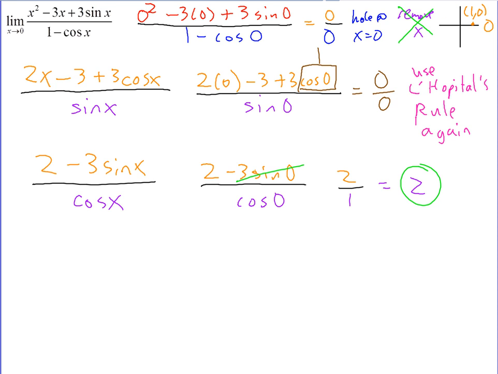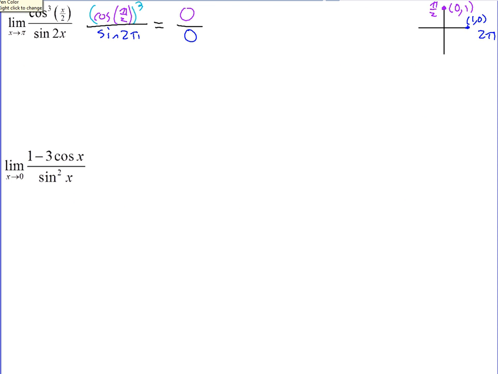Just like on the previous one, we weren't able to remove the x. On this one, there's a hole at x equals pi here. So you'd have to try to remove x minus pi. And you can see there's no way we're getting x minus pi out of the numerator and denominator. So we've got to use L'Hopital's rule.